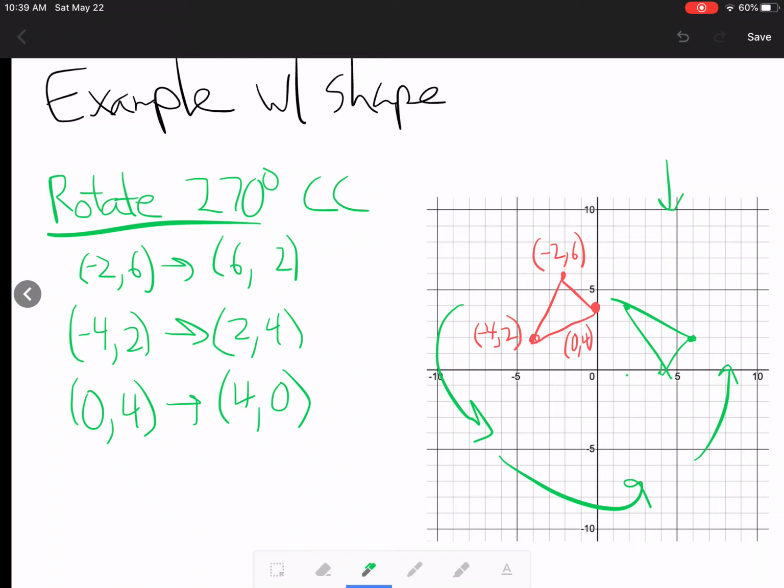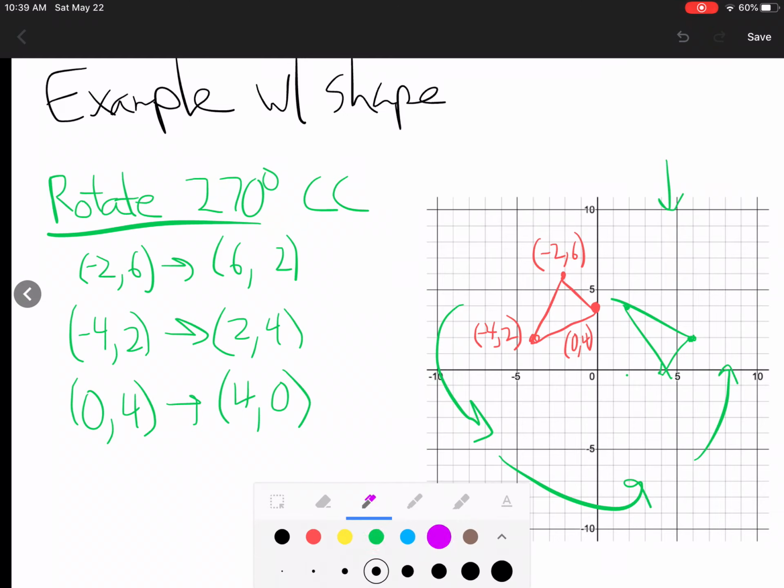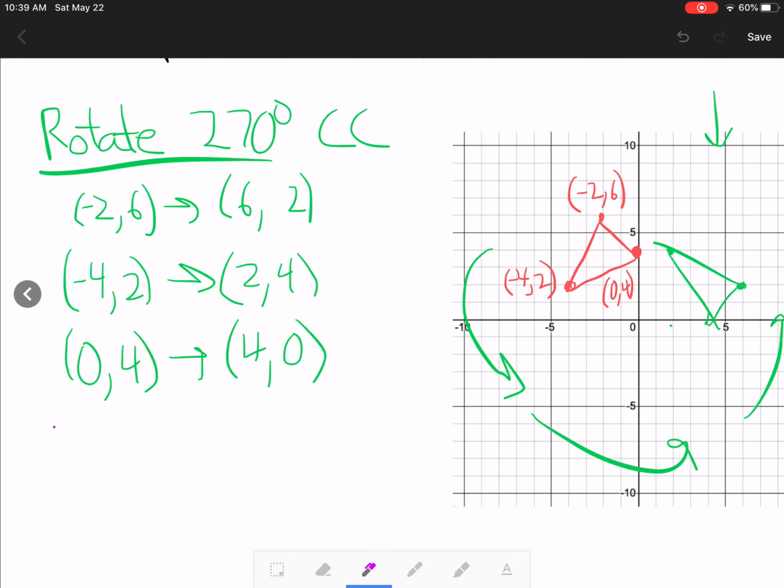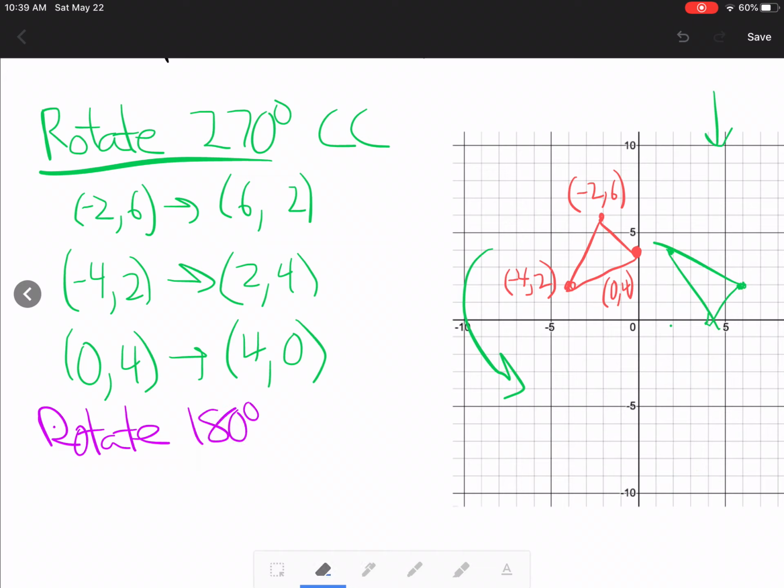Okay? Now, just for funsies, let's go with 180 degrees. So let's rotate 180 degrees, so we can see one more example. For this one, we're going to go directly across to this side. So when we go -2, 6, the numbers stay in the same spot, but the signs change. So it'll be +2, -6, +2, -6 right there.